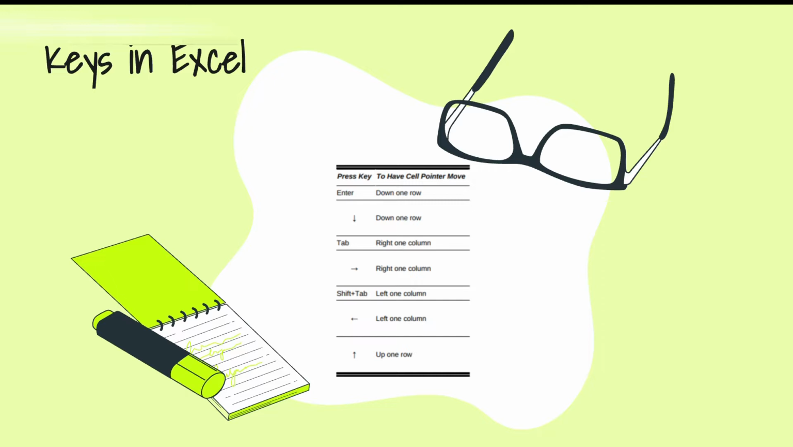If you press the right arrow, then you will go to the right one column, which means instead of being in cell A1, you will go to cell B1 the moment you press the right arrow on your keyboard. If you want to go left one column, so going from B1 to A1, then you press Shift and Tab. The left arrow as well will let you go left one column. The up arrow lets you go up one row.